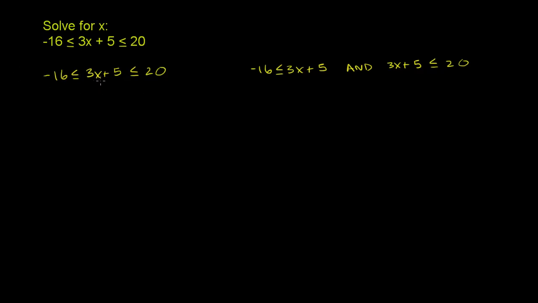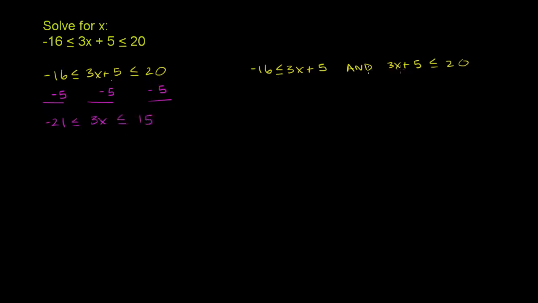Well, the best way to isolate this x right here is to first get rid of this positive 5 that's sitting in the middle. So let's subtract 5 from every part of this compound inequality. So I'm going to subtract 5 there, and subtract 5 over there. And so we get negative 16 minus 5 is negative 21, is less than or equal to 3x plus 5 minus 5 is 3x, which is less than or equal to 20 minus 5, which is 15.